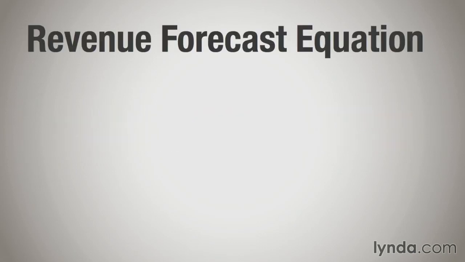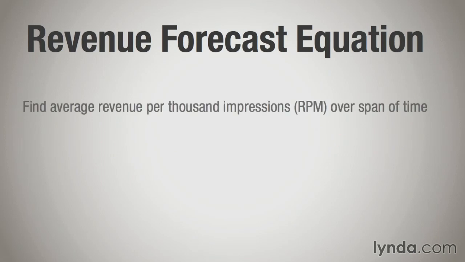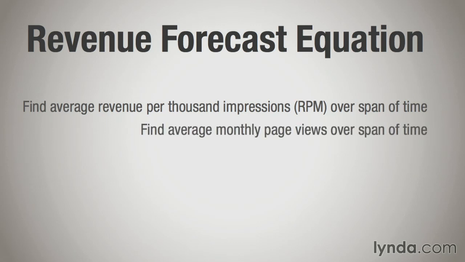I also want to share with you how I forecast future revenue from Google AdSense. I've mentioned this method a few times throughout the course, but let's go ahead and break it down a little bit. First of all, you need to find out your average revenue per thousand impressions, or RPM, over a good span of time. Usually the last 30 to 90 days is a good enough span of time to use. Then, find out the average monthly page views you're receiving for the last 30 to 90 days.